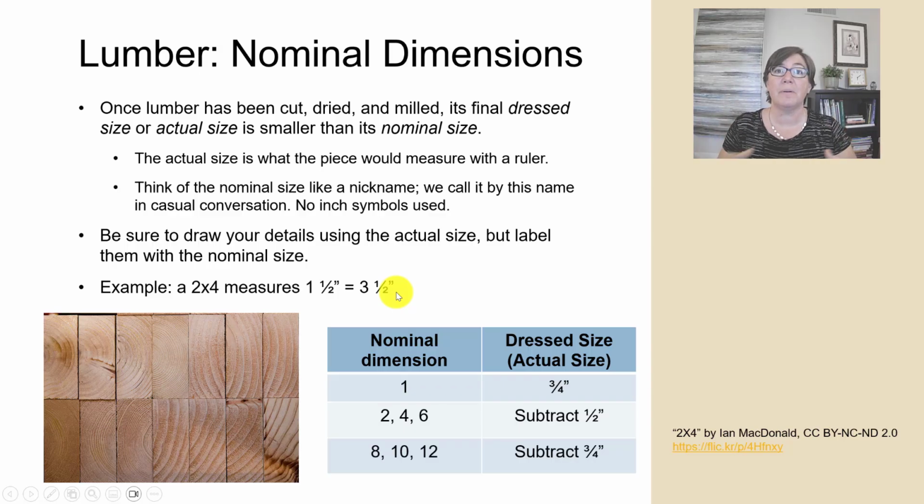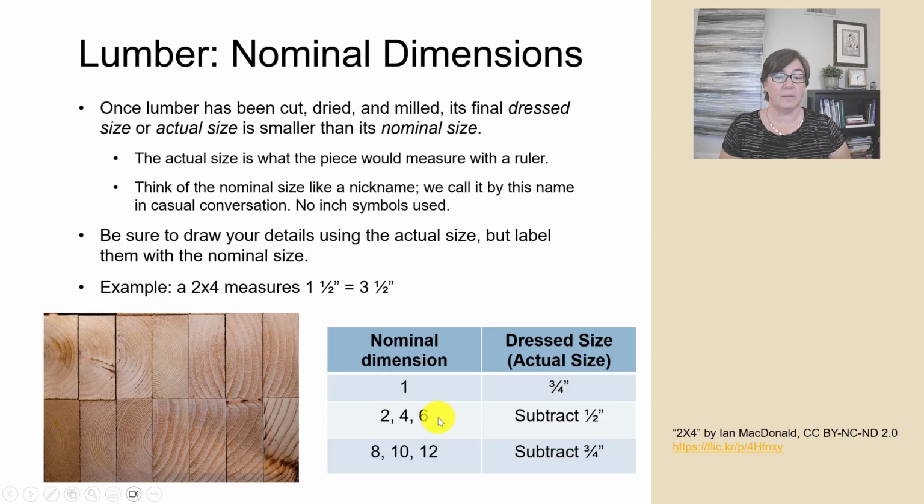How do you remember this? Do you memorize every different size? No. I mean, you can, but no. There is a shortcut, all right, to help us out. Starting with a nominal dimension of 1, which is pretty thin, all right, the dressed size is 3/4 of an inch, or you can think of it as subtracting 1/4 of an inch. All right, so the dressed size or actual size is a little bit smaller.